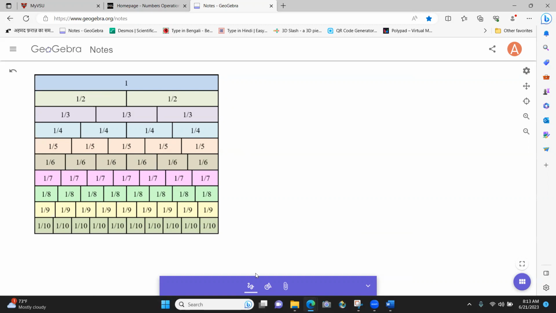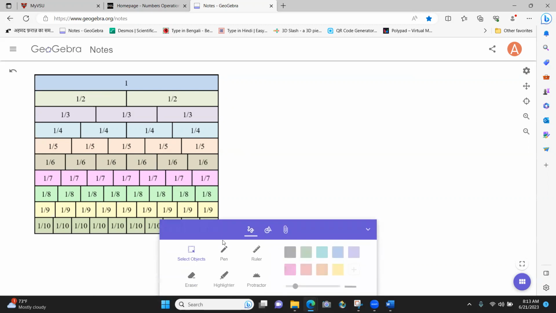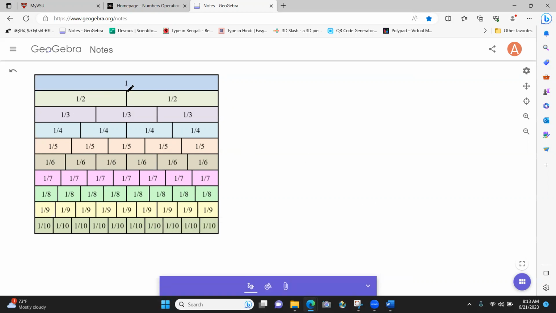This is called a fraction wall. When you use a fraction wall in your class, you can ask them questions like 1/2 and 2/3, which is bigger? Clearly, 2/3 is bigger than 1/2. Which is bigger, 2/3 or 3/4? Clearly, 3/4 is bigger than 2/3. So you can do all sorts of activities, and students can make their own fraction wall.